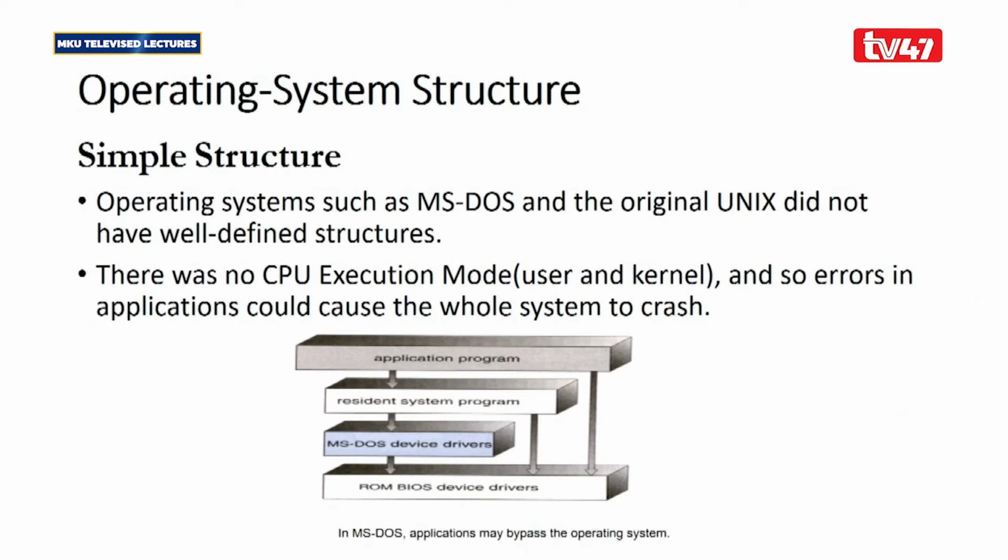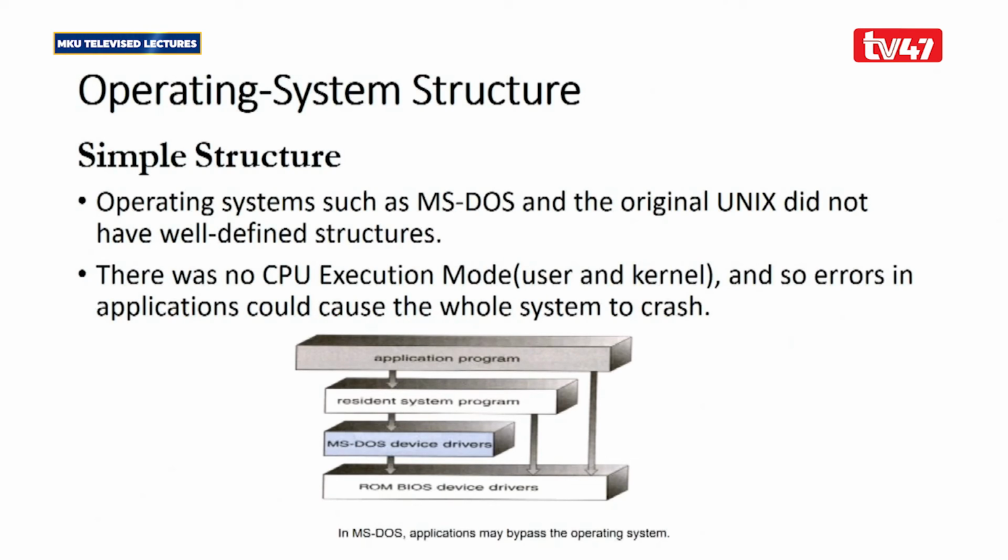The simple structure is whereby the operating system, like DOS and original UNIX, did not have any well-defined structures. These are the early operating systems, Microsoft DOS, disk operating system, and UNIX. They are simple operating systems that didn't have any structure at all, and there were no CPU execution modes like the user and the kernel here, so errors in applications could cause the whole system to crash.